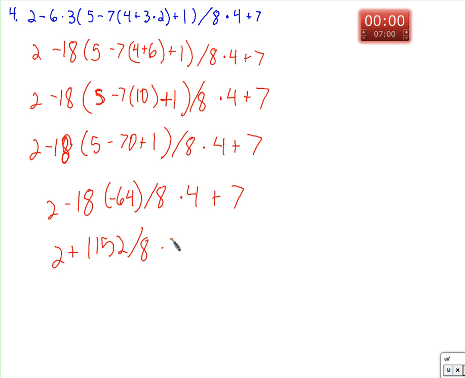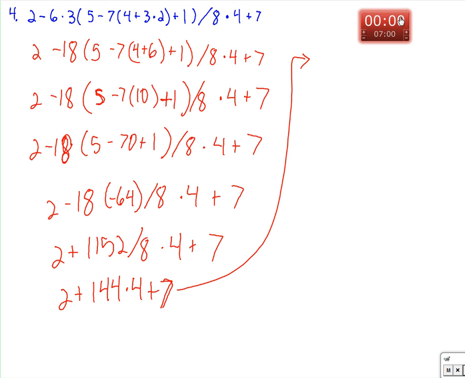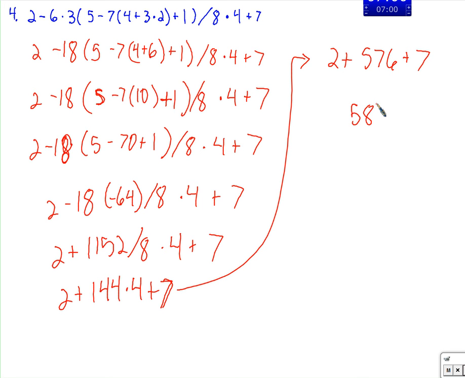Good. Divide by 8 times 4 plus 7. Do division first. I think that was 144. Done this a few times. This is the 3rd time I'm doing this problem. Okay, so what's 144 times 4? 5, 20, 7. Add 3 numbers together. Where are we at? 585. There we go. Good. Any questions?